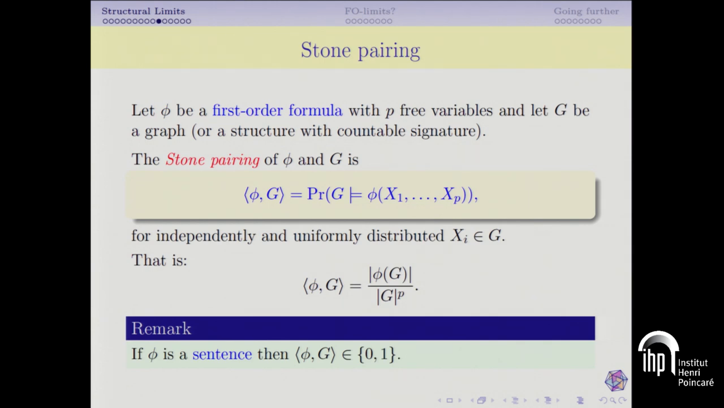So this is kind of a formal definition of this, so what I just said. And we will consider the very special case where phi is a sentence, so where I don't have any free variable. So in some sense, it's difficult to say that I will assign randomly vertices to the free variables. So we say simply that it is 0 or 1: 1 if the sentence is satisfied in Gn, and 0 if it is not.